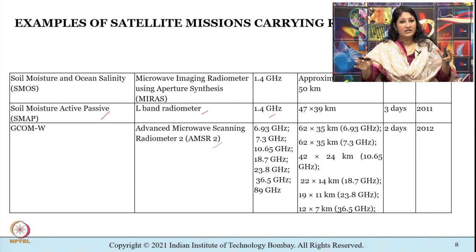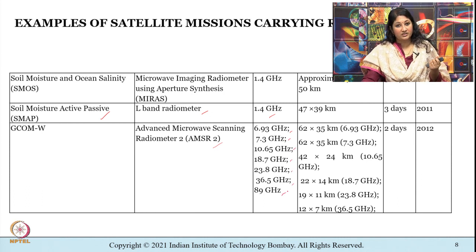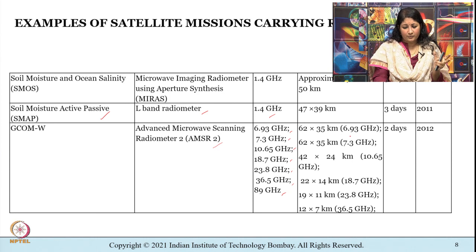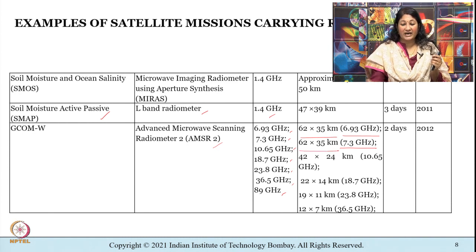So this table is shown to make you understand that multiple frequencies can be used to study soil moisture, and each of these frequencies will result in a spatial resolution which is of the order of kilometers. For example, for 7.3 gigahertz, the footprint size is 62 by 35 kilometer. So I hope you have an idea of how big an area it is.